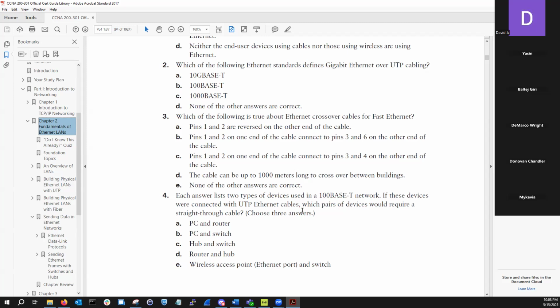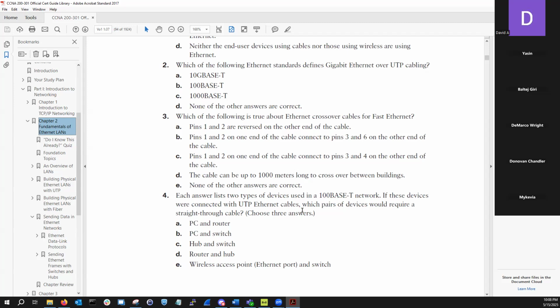PC and router, they transmit on the same pins. We don't have to rely on auto MDIX, do we? No. Okay, let's move on. Hub and switch, they transmit on the same pins. Yep, 1 and 2, 3 and 6. Wait a minute, my bad. Hub and switch, they transmit on the same pins, right? Okay, we're not going to use auto MDIX for that, are we? No. Okay, so we can cross that out.